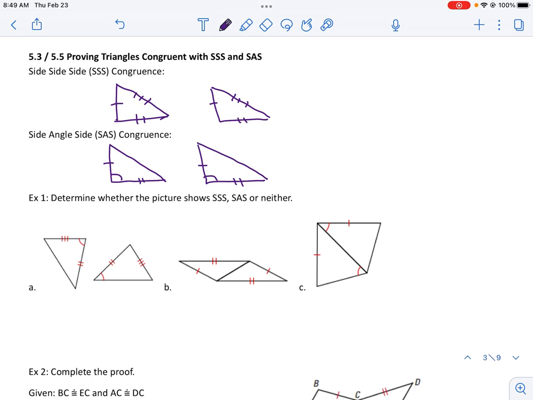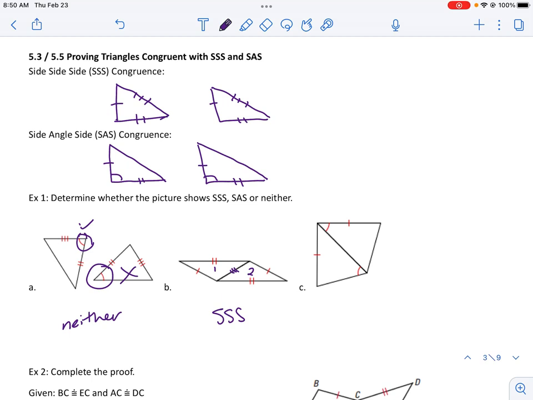So just looking at example one, determining whether the picture shows side, side, side, side angle side, or neither. Looking at this first one, I can see here the angle is in the middle of my two congruent sides. Check. But over on the second triangle, my angle is not between my two congruent sides. So this is a neither. On B, you have to think outside the box here. These two triangles share a side. So if this is a side in triangle 1 and triangle 2, because they're shared, we know automatically that that is going to be congruent to itself. So this is side, side, side.